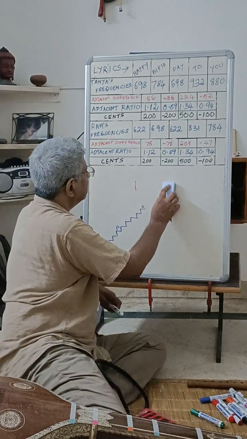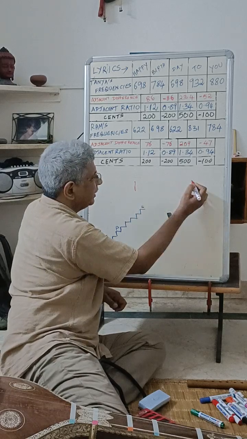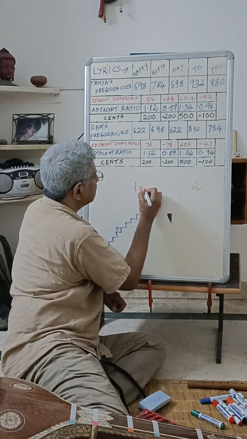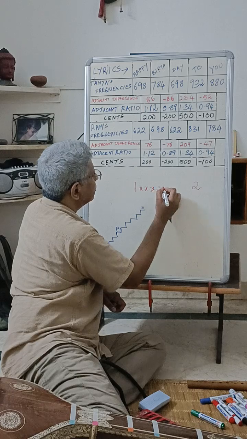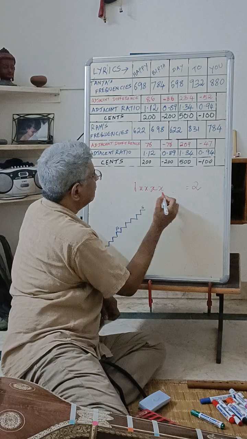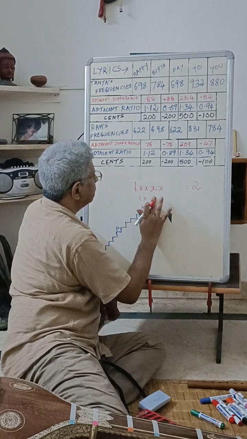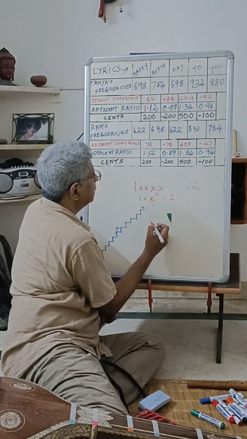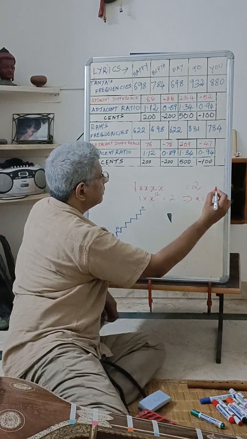So we need to multiply 1. We start with 1, and in 12 steps we need to get to 2. So I multiply 1 by x, another x, another x, another x, and so on 12 times, and I get to 2. When we do 12 times, it is 1 into x to the power of 12 equals 2. That implies that x equals 2 to the power of 1 by 12.